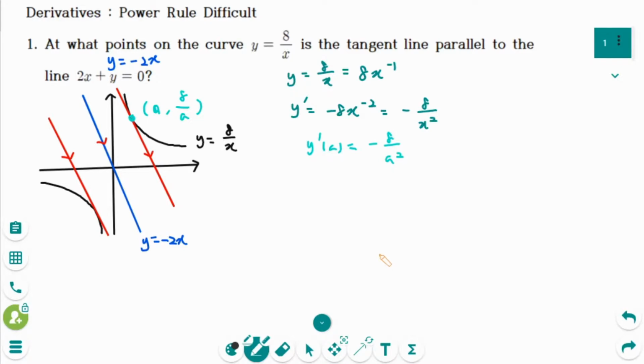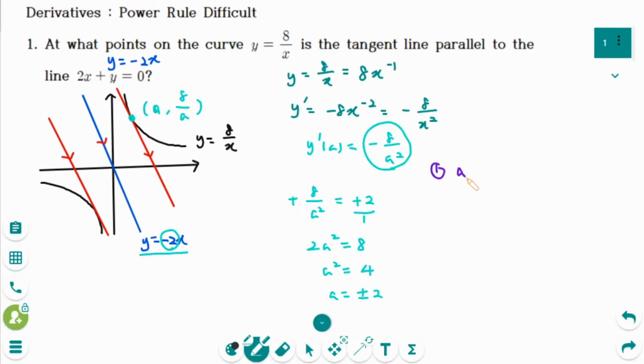The tangent line will be parallel to the line y equals minus 2x. These two slopes, minus 2 and minus 8 over a squared, are the same. So minus 8 over a squared equals minus 2. Make positive, then cross multiply. 2a squared equals 8. A squared equals 4. Then a equals plus minus 2.